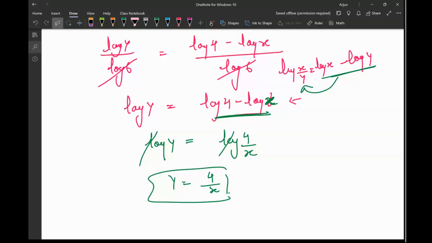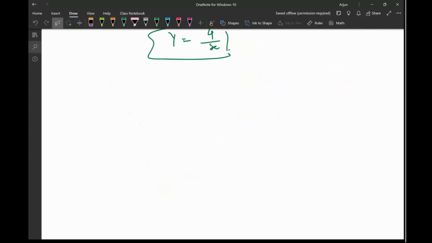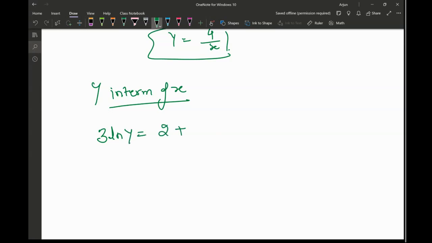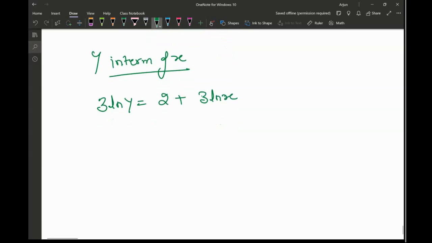Welcome back, folks. Let's do some more questions on the logs. So here is another question which I'm going to take. Again, we have to write y in terms of x. The question says 3 ln y is equal to 2 plus 3 ln x. So I want to solve for y in terms of x.